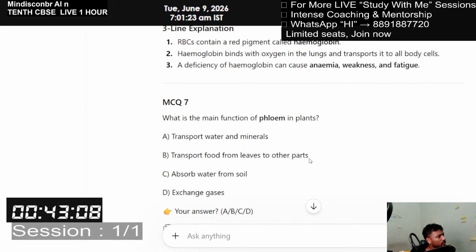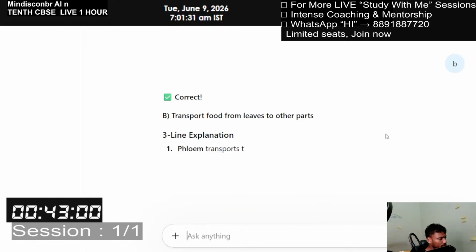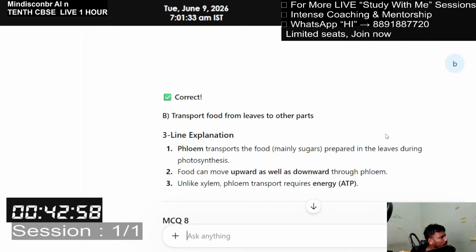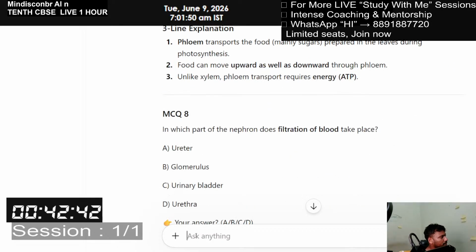What is the main function of phloem in plants? Transport food from leaves to other parts. Yes, transport food from leaves to other parts. Three-line explanation. Phloem transports the food, mainly sugars prepared in the leaves during photosynthesis. Food can move upward as well as downward through phloem. Unlike xylem, phloem transport requires energy, ATP.